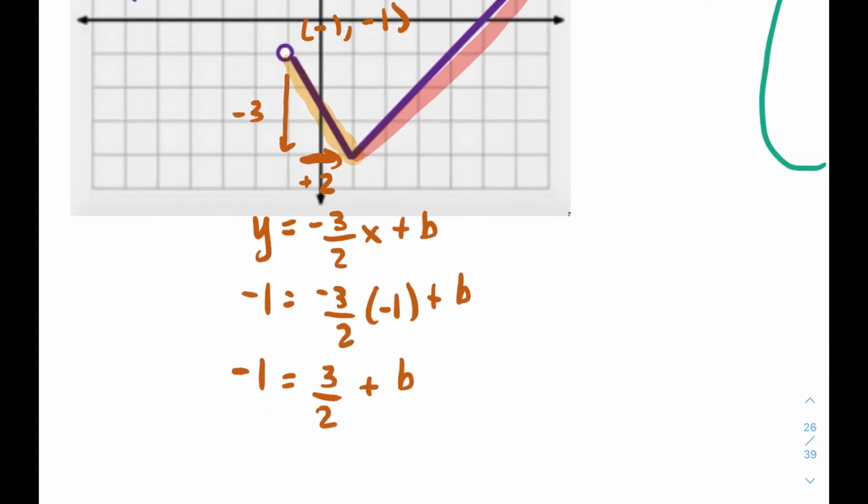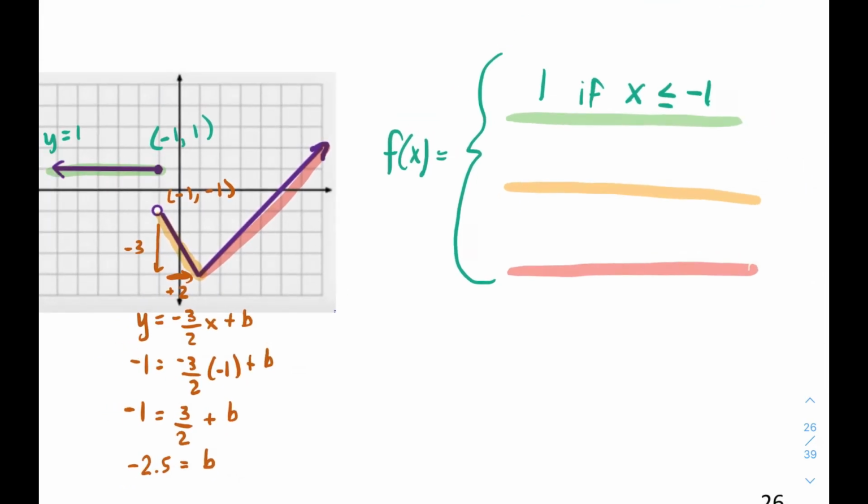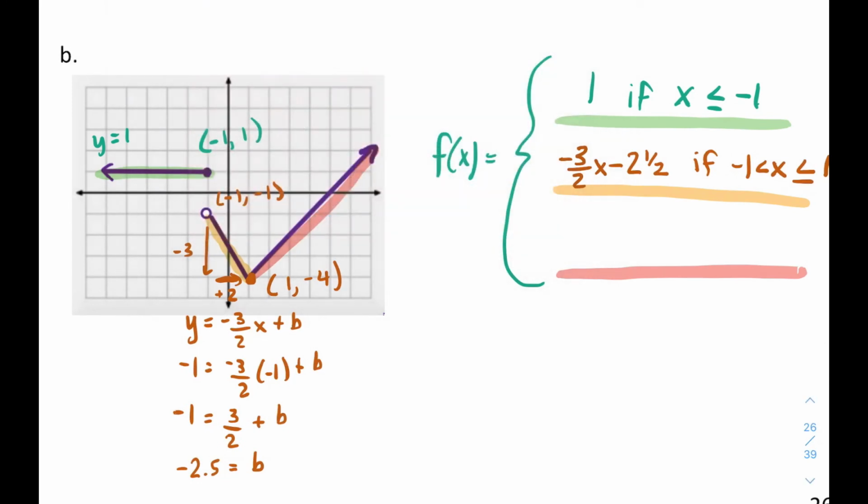-1 minus 1.5, -2.5. So that equation is y equals -3/2 x minus 2.5, and it is for the x values that are greater than -1 and less than +1. And it's an open circle on my -1. On +1, I could choose to use an or equal to or just a less than, but that would influence what I do on my red piece. Either the red piece or the orange piece needs to have an or equal to on x equals 1 because there's not an open circle there.